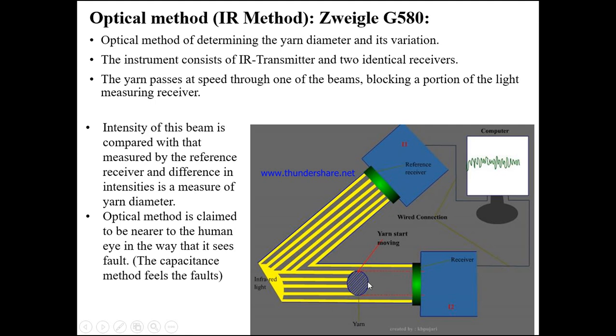But as soon as there is the presence of the yarn, as per the diameter of the yarn, it will block some part of the infrared light. As a result, there will be deviations, or there will be a difference between the intensity of the light detected by I1 and I2, and that difference will give you the measurement of the yarn diameter.